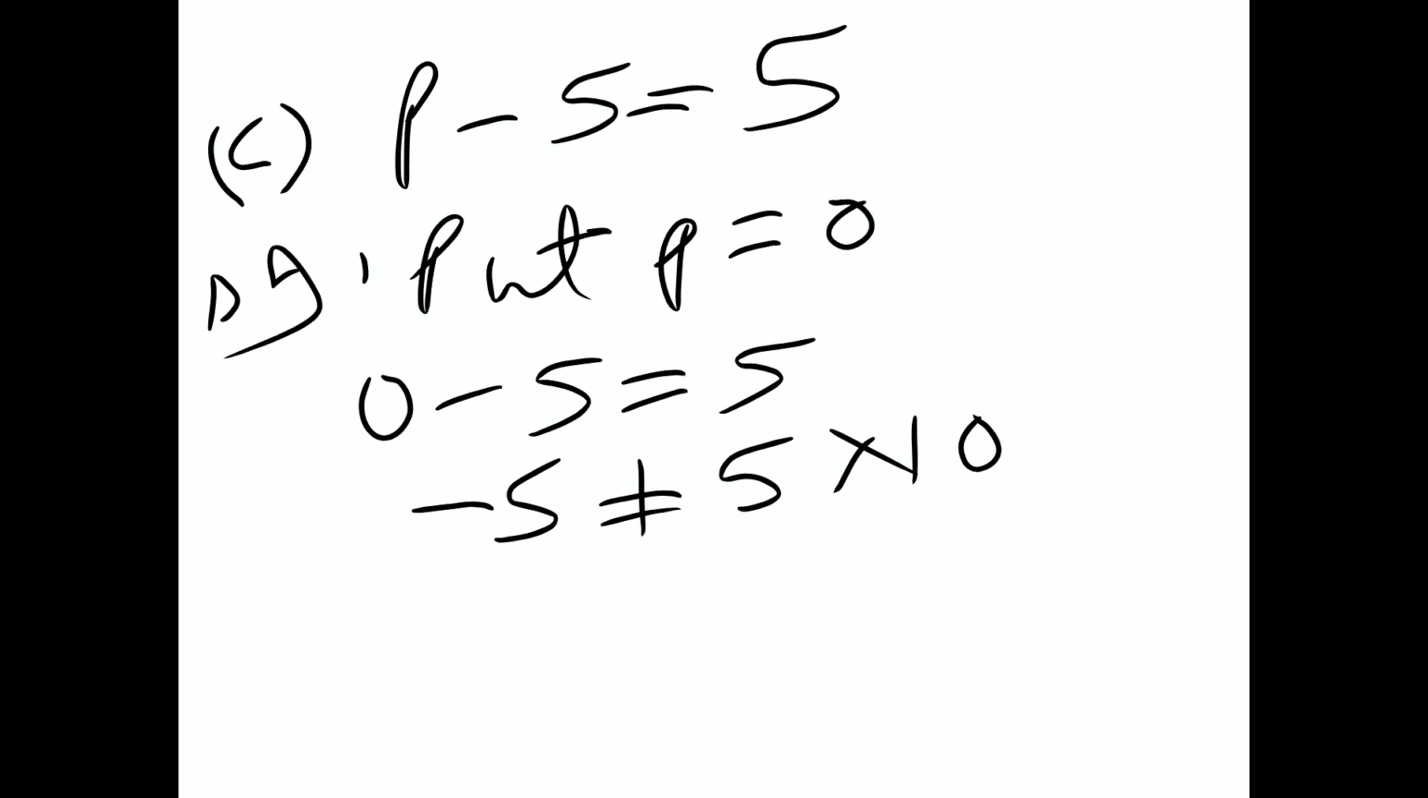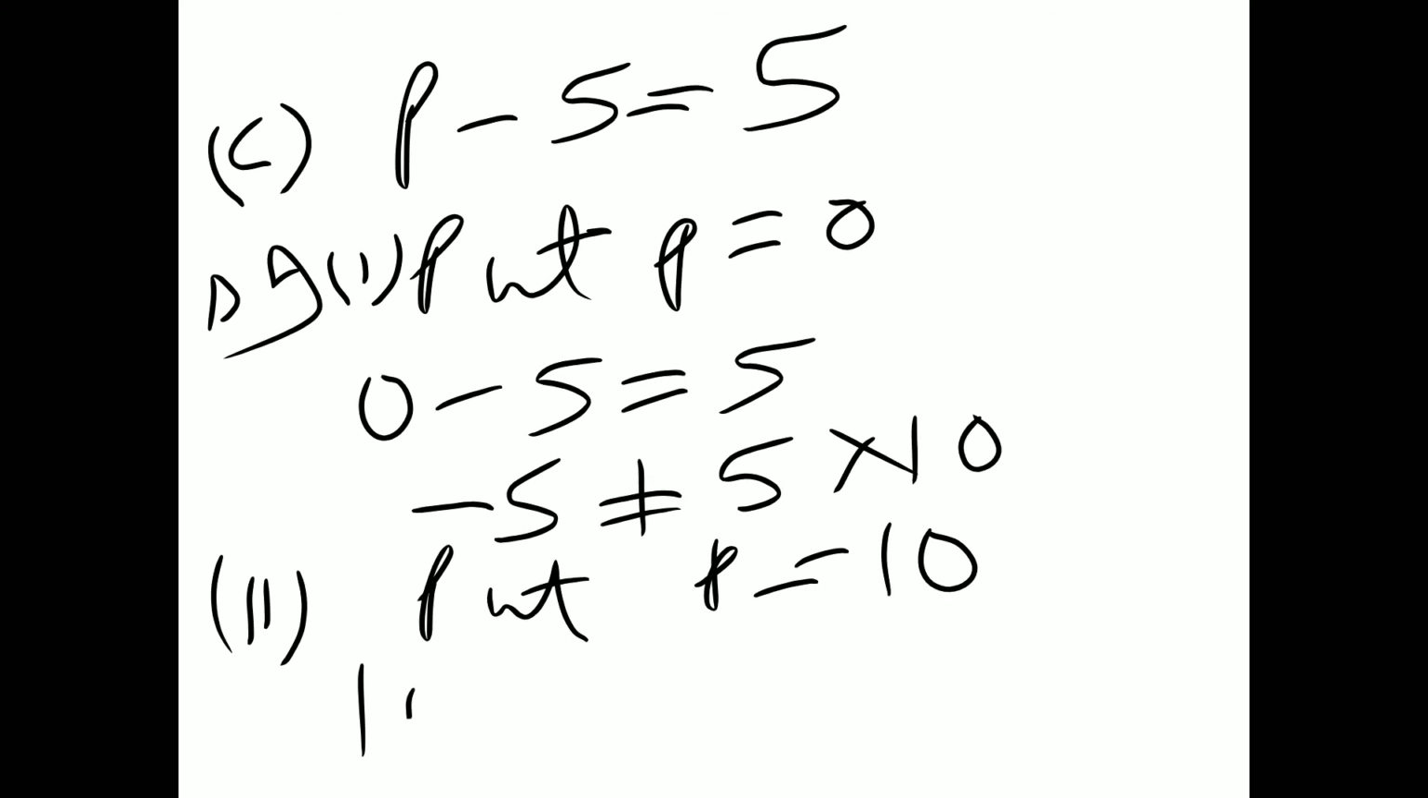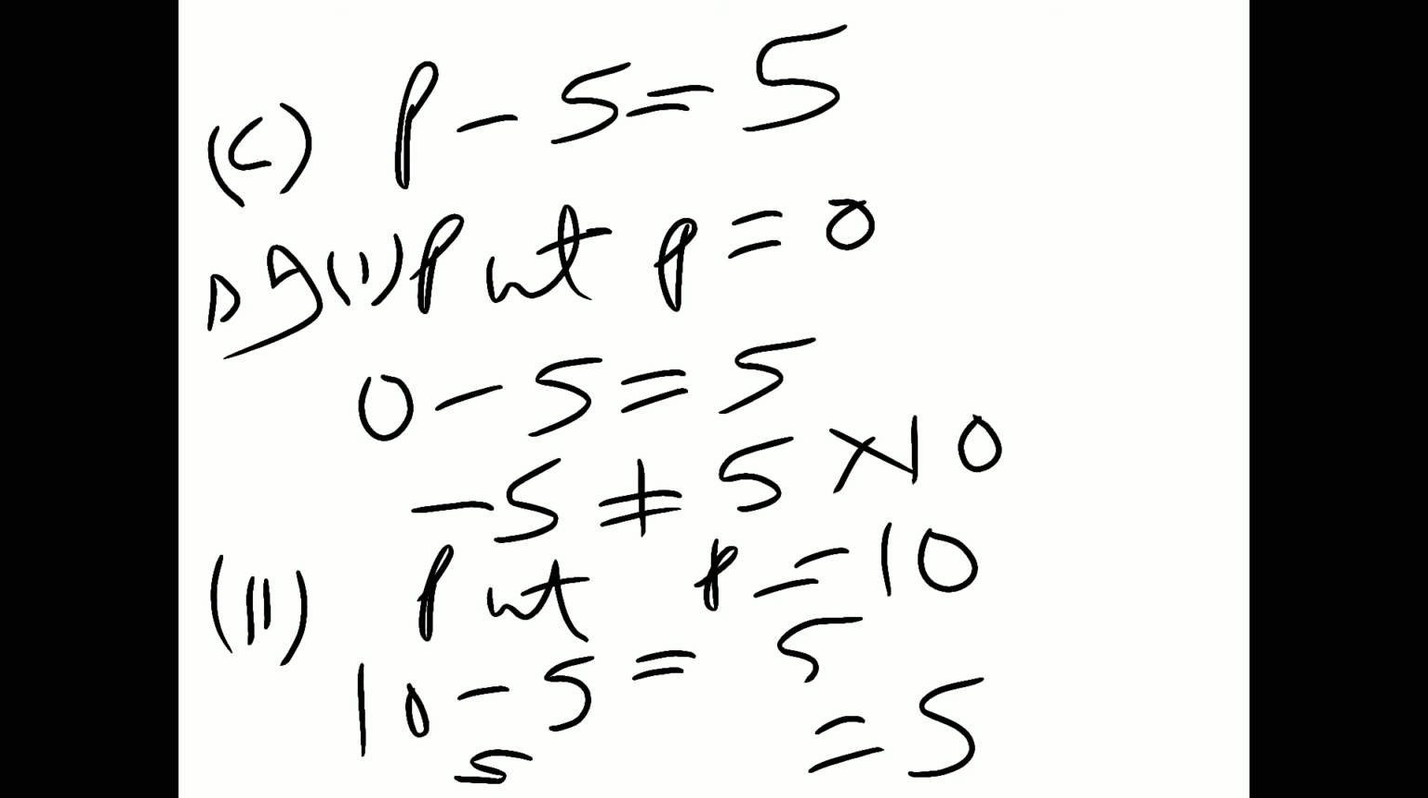Now it's the first part. Now in the second part, students, you have to put 10. Now you put p is equal to 10. So 10 minus 5 is equal to 5. So they are equal. So you write equation satisfied.